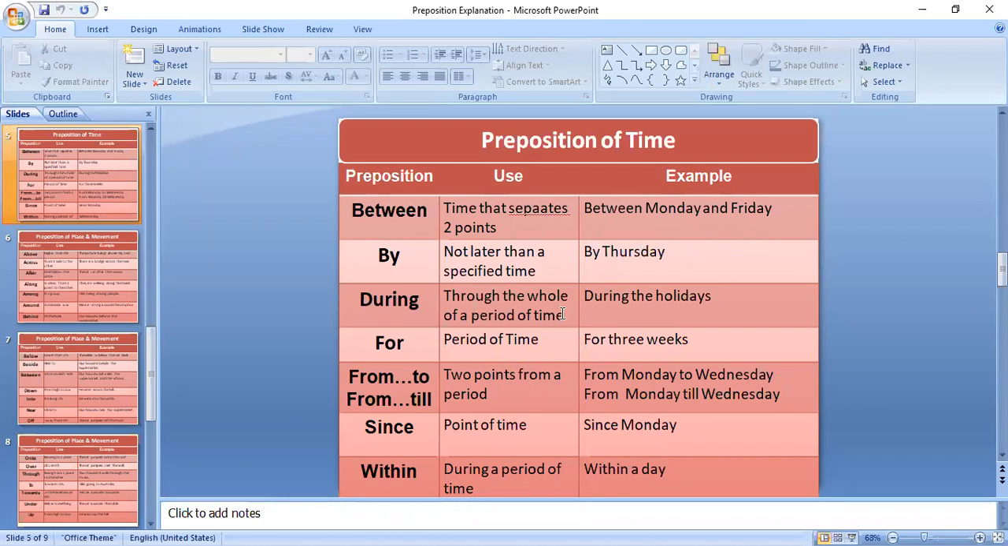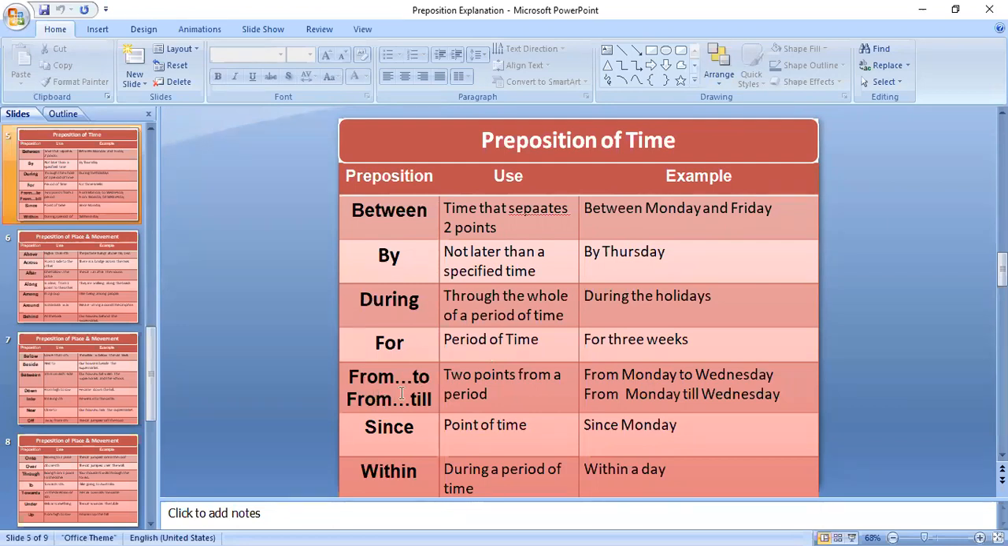During, through the whole of a period, जितना टाइम बताया गया उस सारे टाइम के दौरान. During the holidays, you must finish your work during the holidays. For, period of time, for 3 weeks. This we have already discussed in the tenses. Perfect tenses में हमने किया है, perfect continuous में. For and since. For the period of time, and since for the point of time. Exact time है तो since, और अगर period of time है तो for. Duration है तो for.